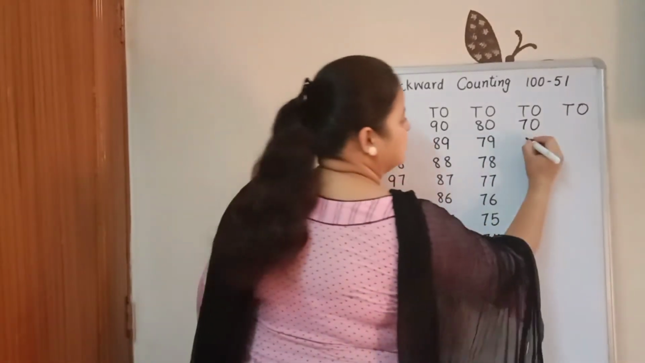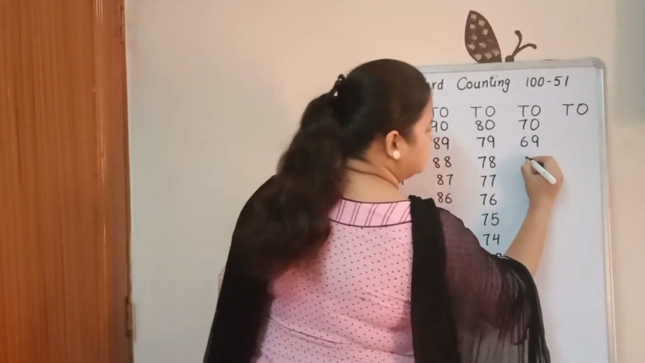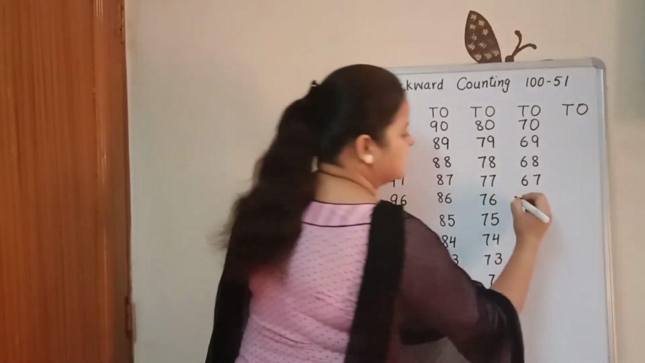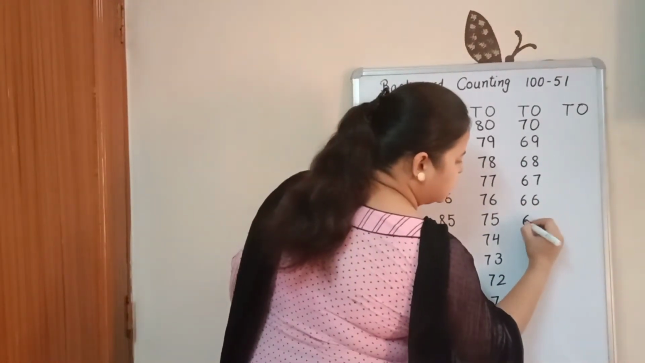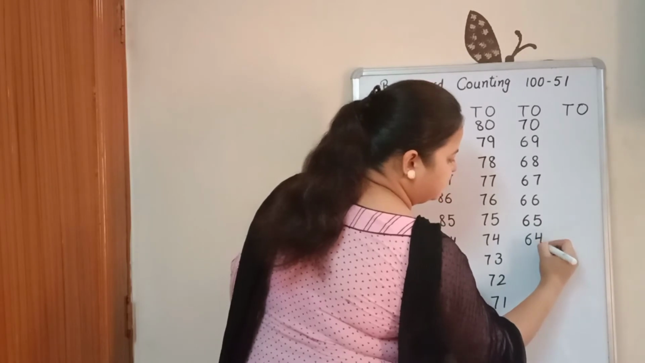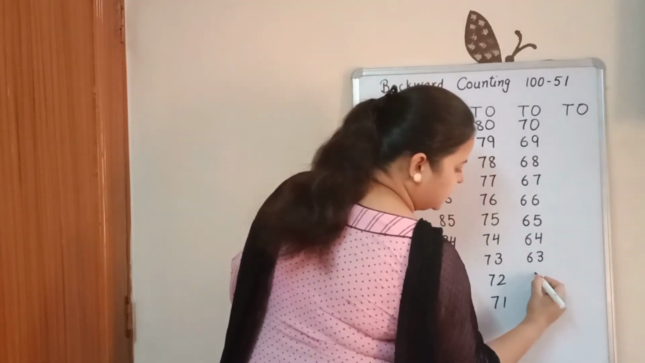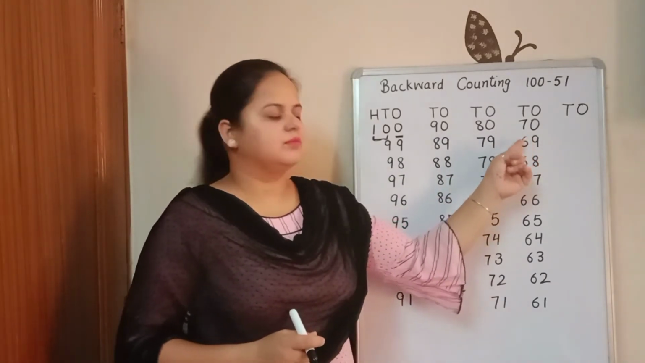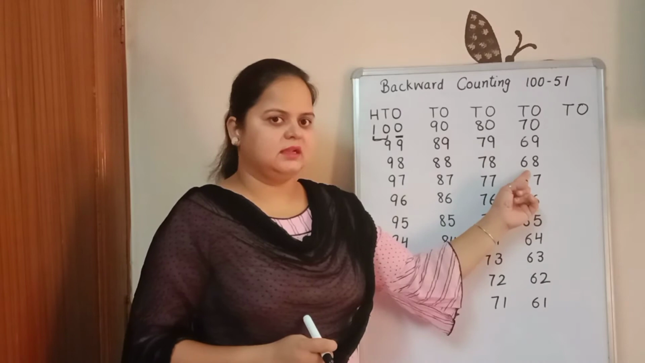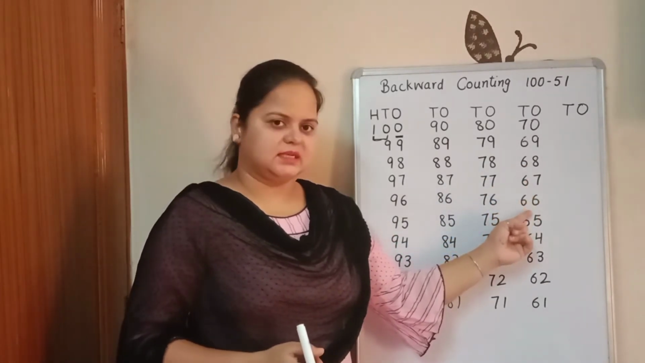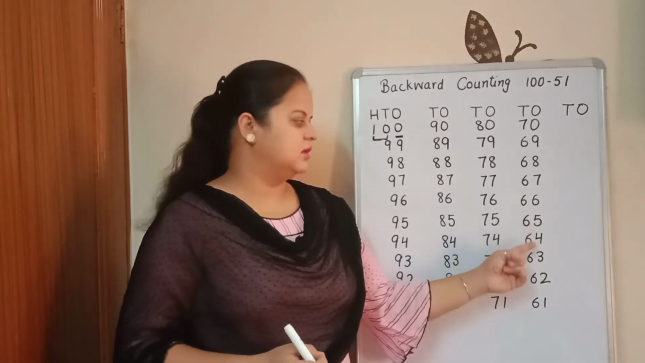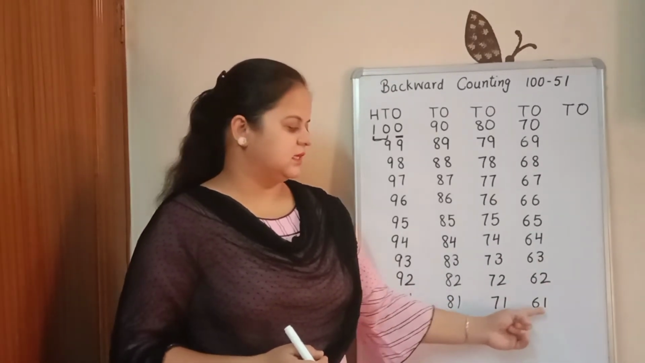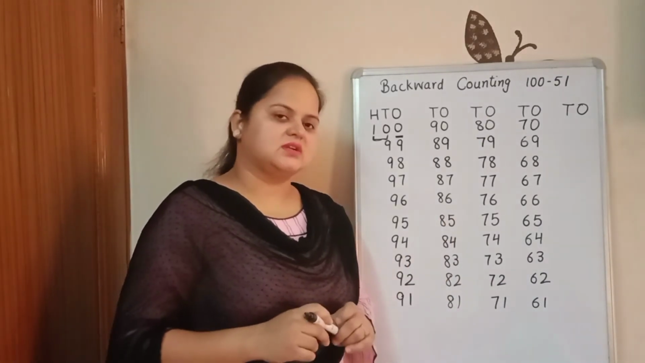70, 69, 68, 67, 66, 65, 64, 63, 62, 61. Again, 70, 69, 68, 67, 66, 65, 64, 63, 62, 61. Next line will start from 60.